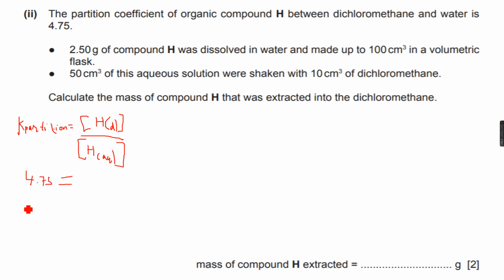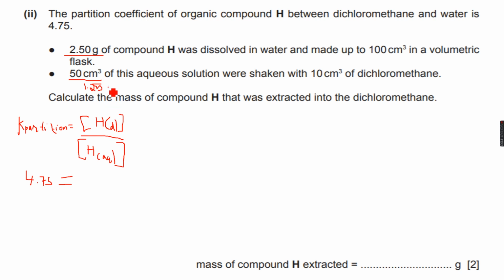They say that 2.5 grams of compound H was dissolved in water and made up to 100 centimeter cube in a volumetric flask. So the total initial amount is 2.5 grams. Then 50 centimeter cube of this aqueous solution was shaken with 10 centimeter cube of dichloromethane. If there was 2.5 grams in 100 centimeter cube, then there will be 1.25 grams in 50 centimeter cube, because obviously the concentration is constant. So we have 1.25 grams, which is the total initial amount, because we have only used half of this solution, which is given in the first bullet point.